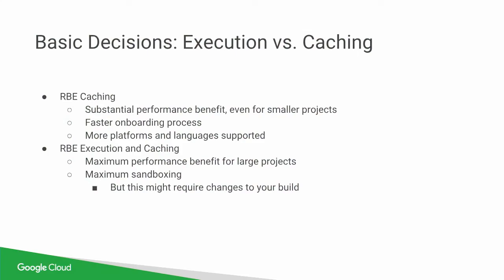Why would you want to do one versus the other? So caching can provide a pretty substantial performance benefit, as you saw, 40% in the case of Bazel, maybe a little higher or lower depending on the project. And this works even for fairly small projects. Bazel builds are quite small. I think they take, as I recall, less than 5 minutes to do all their builds and tests. So even for them, we were able to provide a substantial benefit.